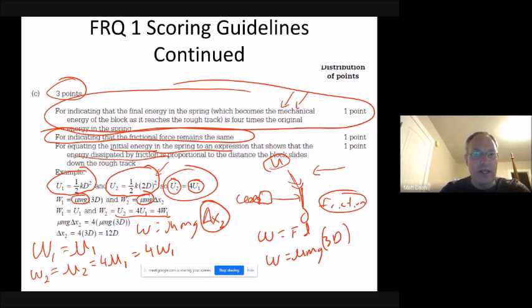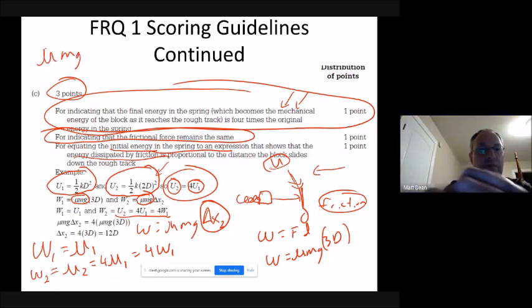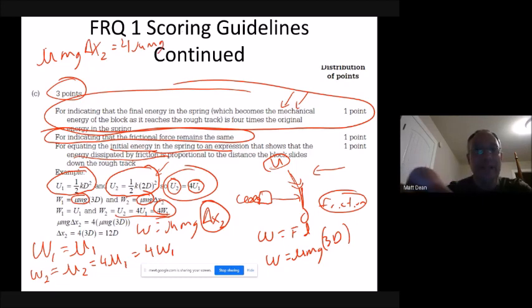Remembering that the work in position 2 at 2D is going to be equal to mu mg times delta x2. We're now saying that that's equal to essentially 4 times the work done when the block was in position 1, and that's mu mg times the distance, which was 3D. Now, what I hope you see here is that most things cancel out in this case. Mu mg is the same on both sides. That cancels out. And what we're left with is delta x2 is equal to 4 times 3D, which is 12D.